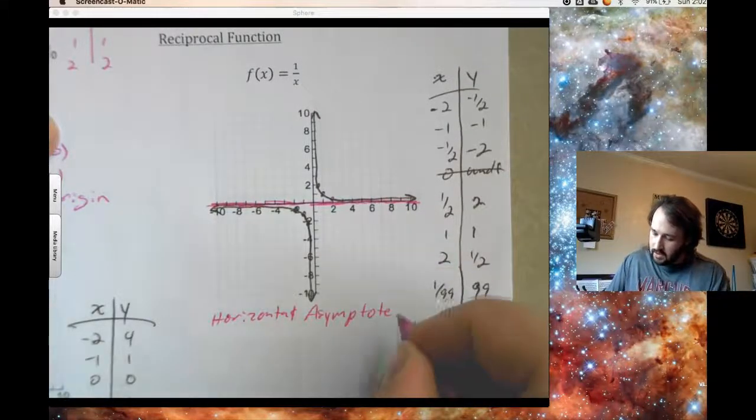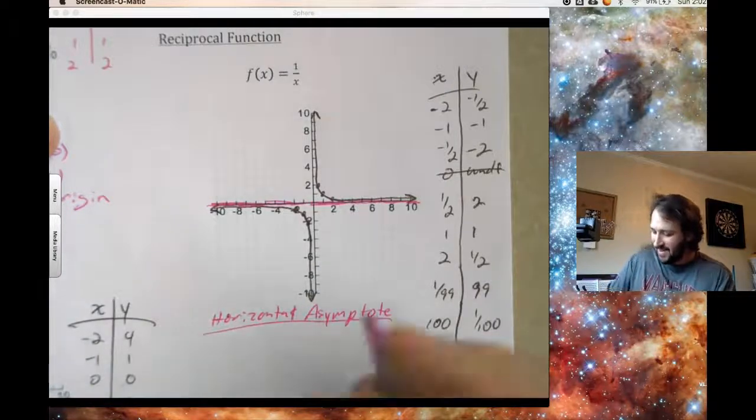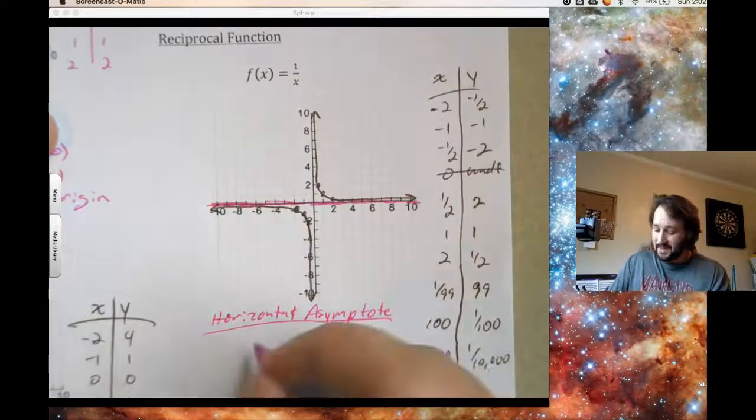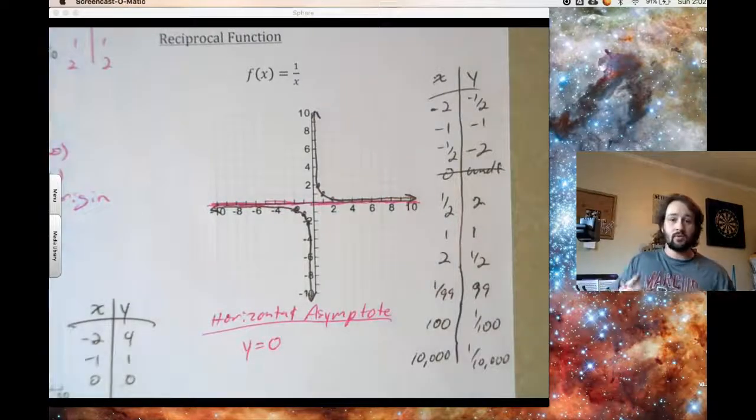So we have something called a horizontal asymptote. We have a horizontal asymptote, and we say it as the line y = 0. So if we were to graph just a line, that line would be y = 0.